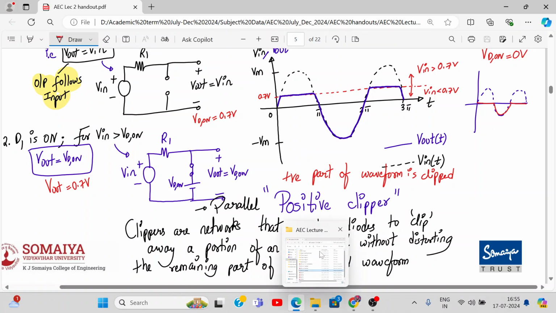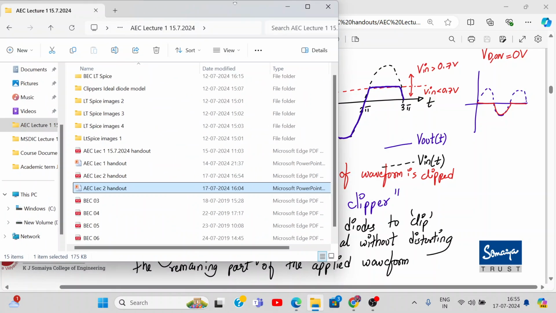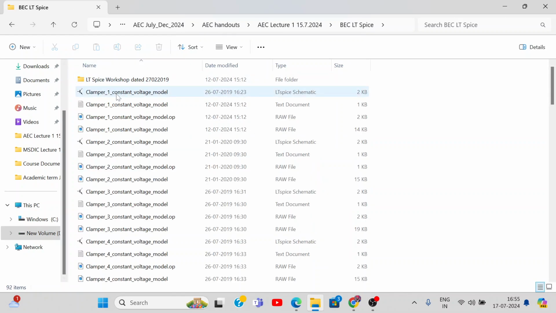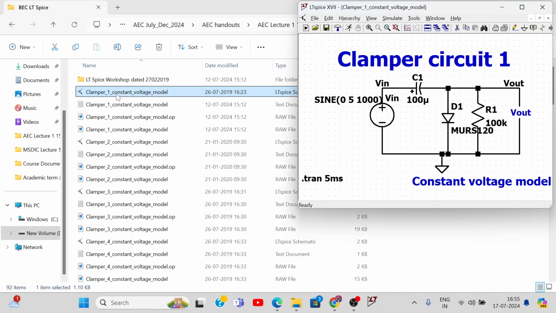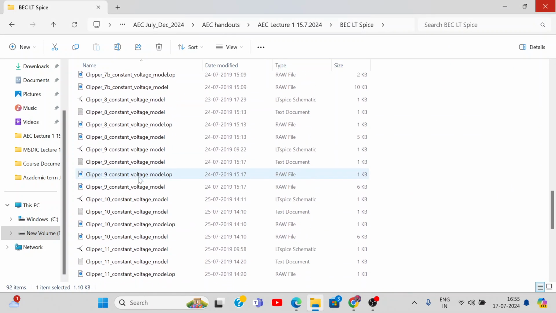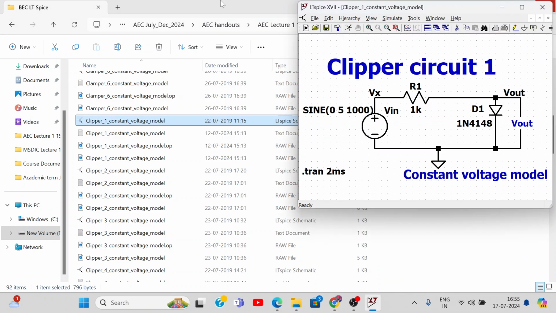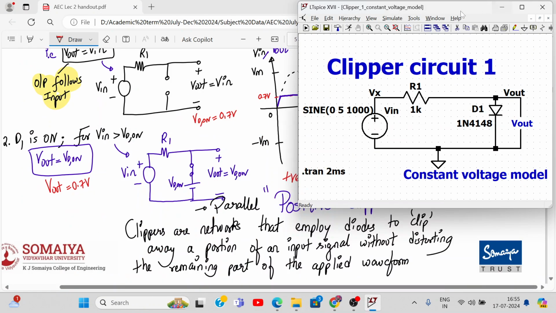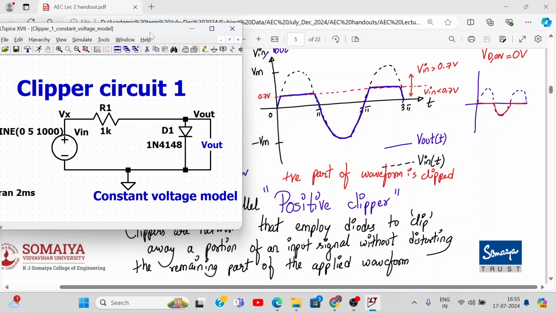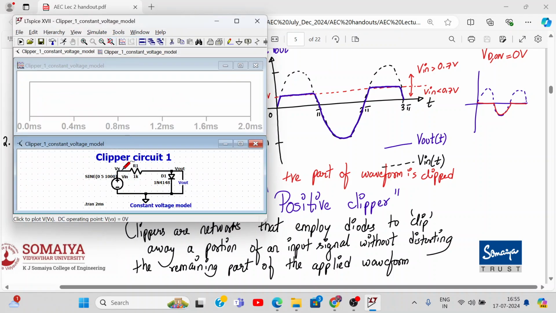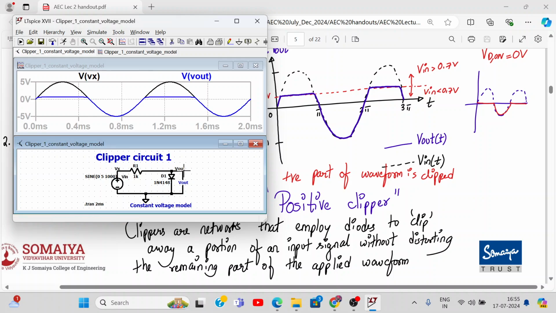Actually I wanted to show you all in simulation, that's why I'm waiting. So I have my simulations over here. Clipper circuit number one, a clamper it is. So we can do it in LTspice also. I think this is the same circuit over here, right? So let me plot input output waveforms for this. So this is the input waveform and this is the output waveform.